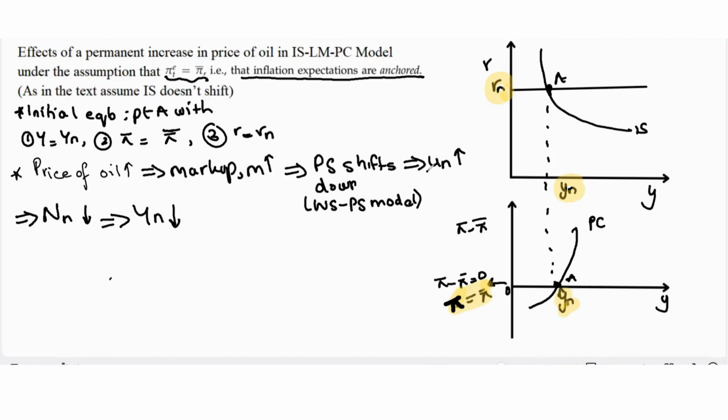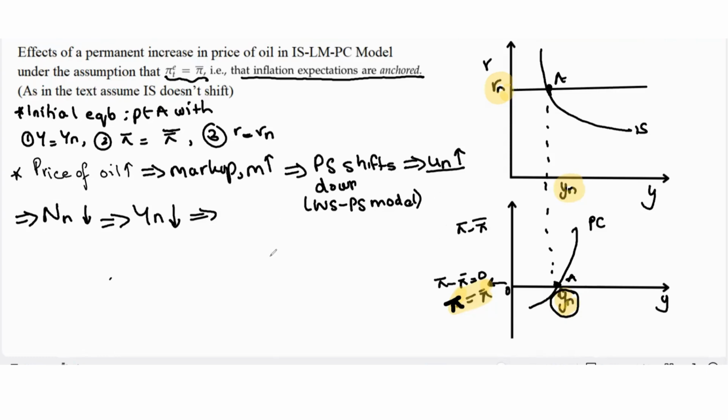So from the WSPS model, we know un increases. If the unemployment rate is increasing, the natural level of employment is going down, which means the potential level of output is going down. And we already looked at this. We talked about what shifts the IS curve, what shifts the LM curve, and what shifts the Phillips curve. What shifts the Phillips curve are changes in yn. We talked about this.